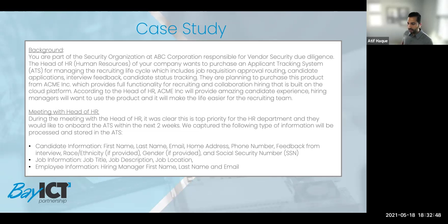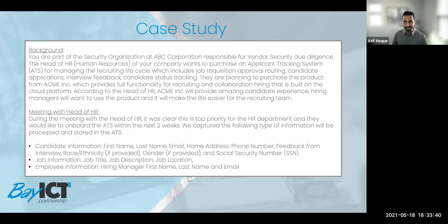So this case study is a very typical type of case study. You're part of a security organization, ABC Corporation, responsible for vendor security due diligence, and your head of HR comes to you and wants to purchase an applicant tracking system. So really to manage the recruiting lifecycle, which includes job requisitions, approval, routing, candidate application, interview feedback, and so on. So the business wants to purchase this application. Now that they're going through the security due diligence process, they want to ensure that it meets all of your requirements and standards. And in the case study, as you can see here, during the meeting with the head of HR, it was very clear that this is a top priority.